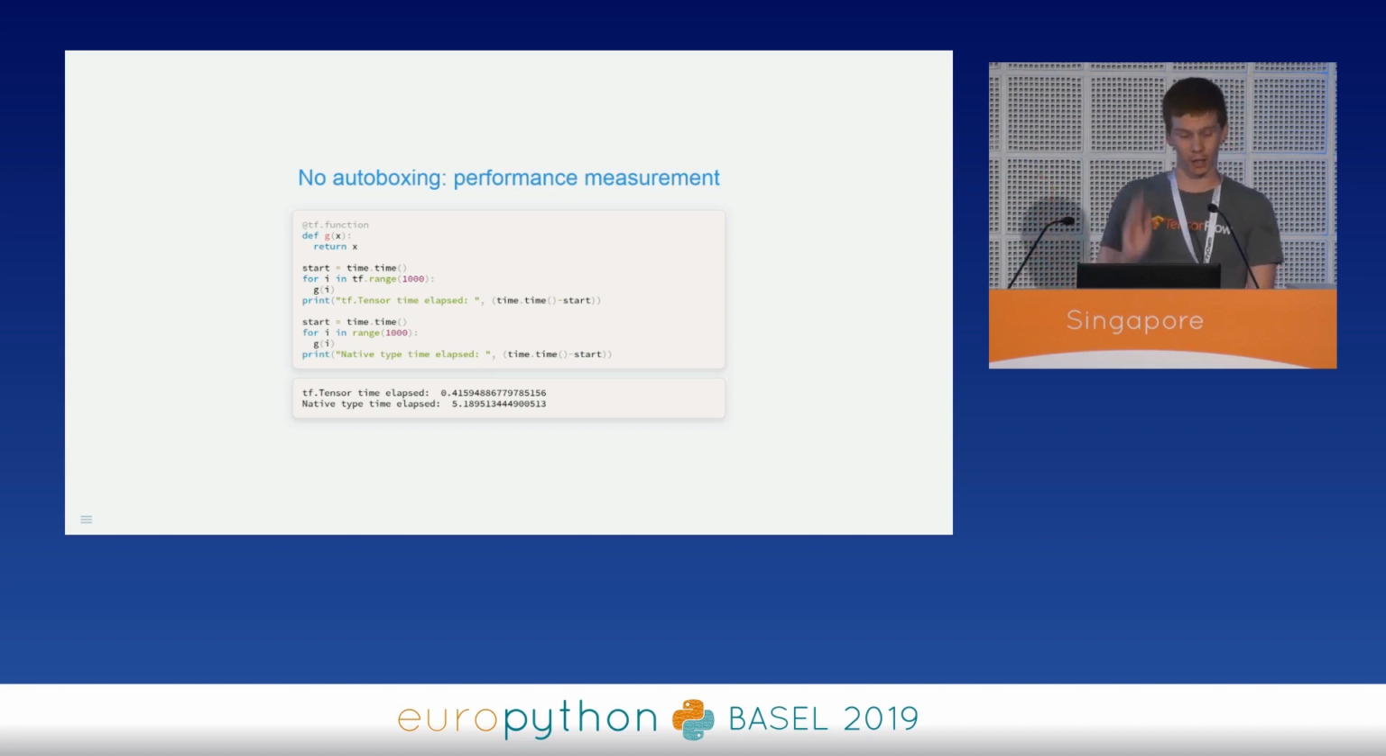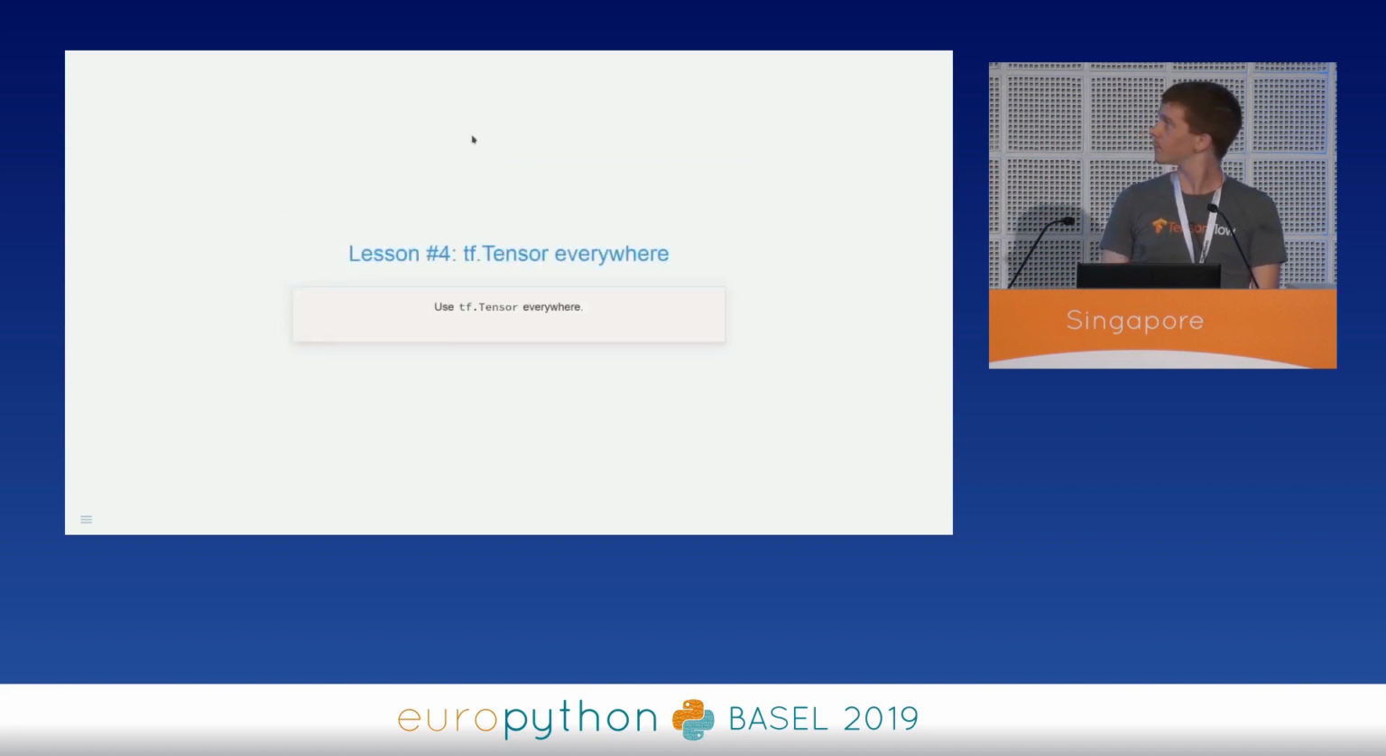AutoGraph is highly optimized, and it works well when the input is a tf.Tensor object, as you can see from the time measurement here. While it creates a new graph for every different input parameter value, with a huge drop in performance. And this brings us to the fourth lesson. Use tf.Tensor everywhere. Seriously, this is the mantra to repeat.